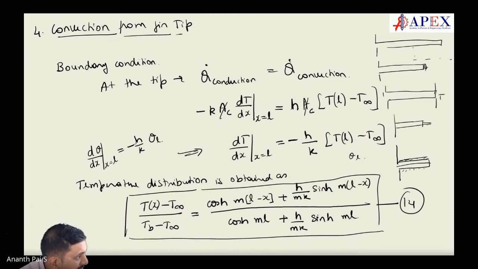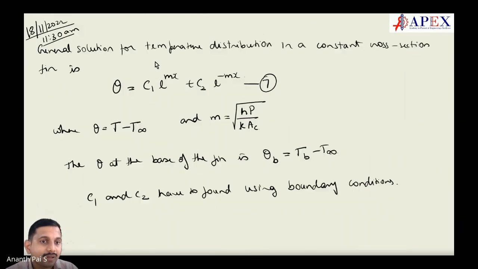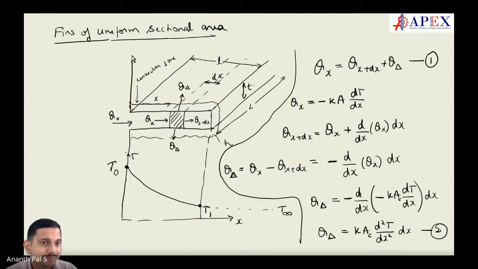Here we are taking the whole thing as a constant, uniform cross section. The whole case is of uniform cross section. This area and this area are the same. This is a fin of uniform cross section. The whole thing we have started is fins of uniform cross section.